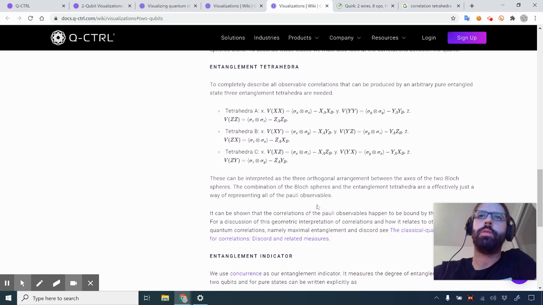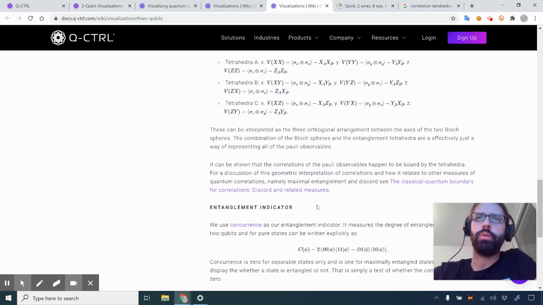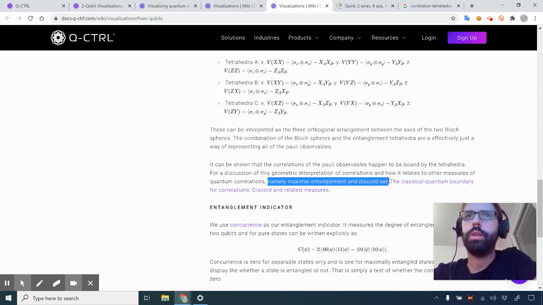The combination of the Bloch spheres and the entanglement tetrahedra is effectively just a way of representing all of the Pauli observables. It can be shown that the correlations of the Pauli observables happen to be bound to the tetrahedra. For a discussion of this geometric interpretation of correlations and how it relates to other measures of quantum correlations, namely maximal entanglement and discord, see here. Wait a second, what did I just read? See here.